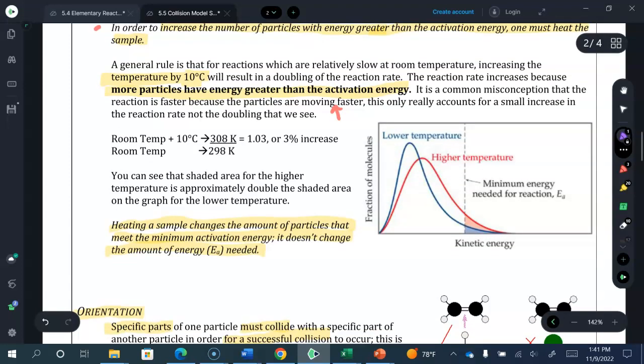So you can see here that by increasing the temperature, we increase the amount of particles that have an energy equal to or higher than the activation energy. So please note that heating a sample changes the amount of particles that have the activation energy or are greater than, so meet that threshold or surpass it. It does not change what the activation energy is. That is always set and constant because those bonds are not changing, like the bonds that you need to break and the bonds that you need to make. Those do not change. You can change the temperature, which changes the number of particles that can break and make bonds.